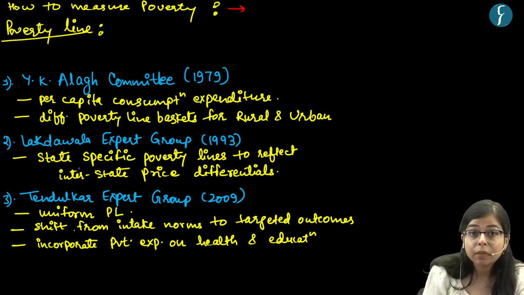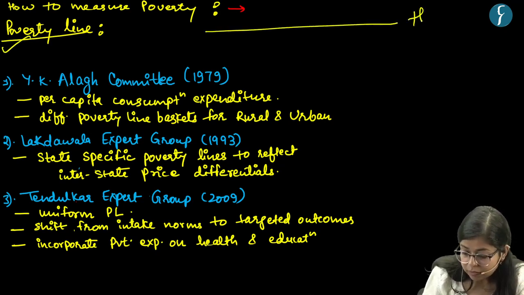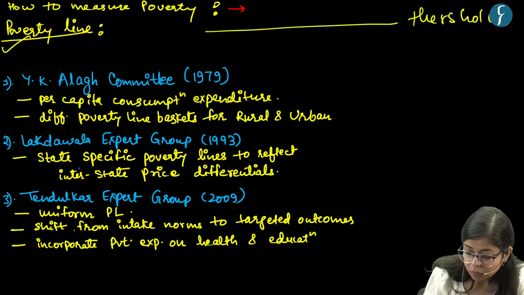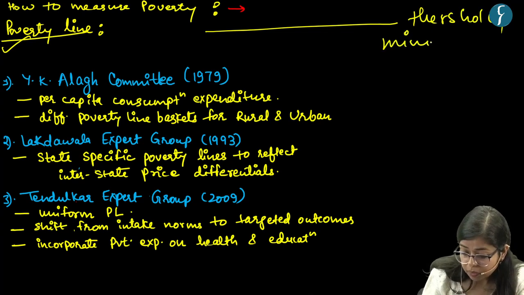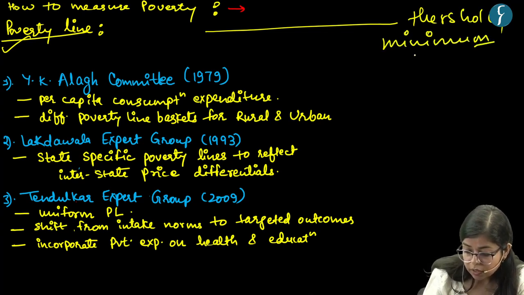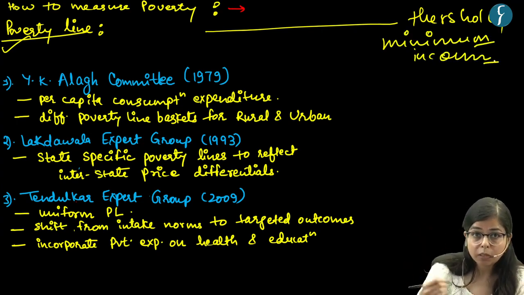And one such example of that is the poverty line. Okay, so what is a poverty line? Poverty line is a threshold. It is the minimum income threshold based on which a person can be classified as above poverty line or below poverty line.